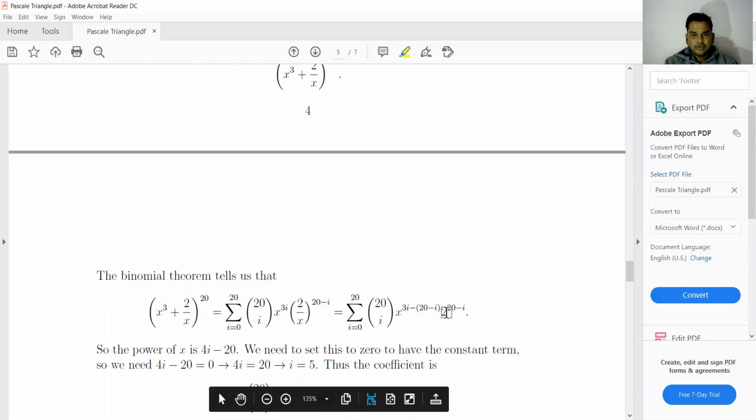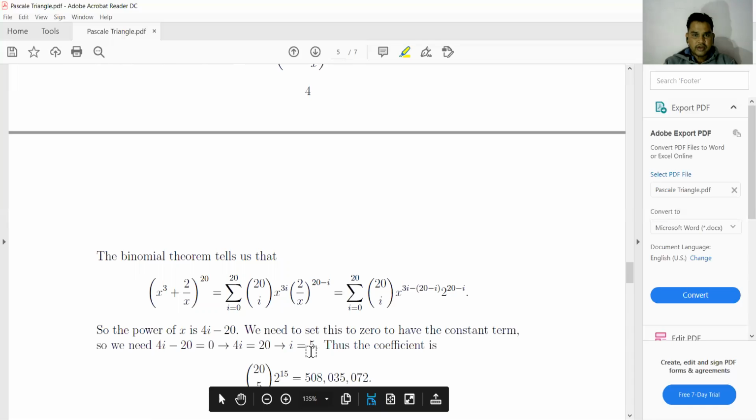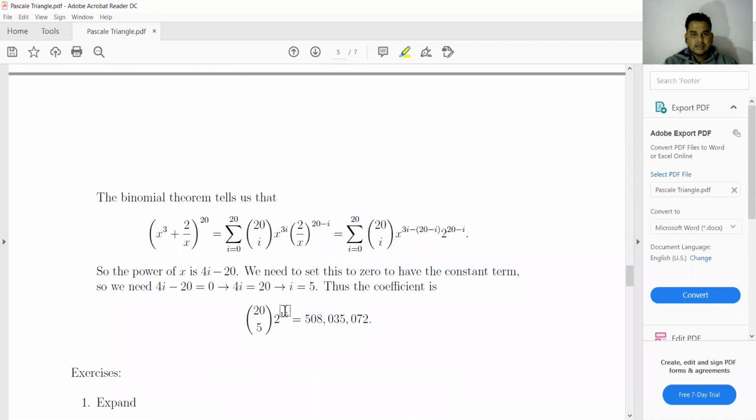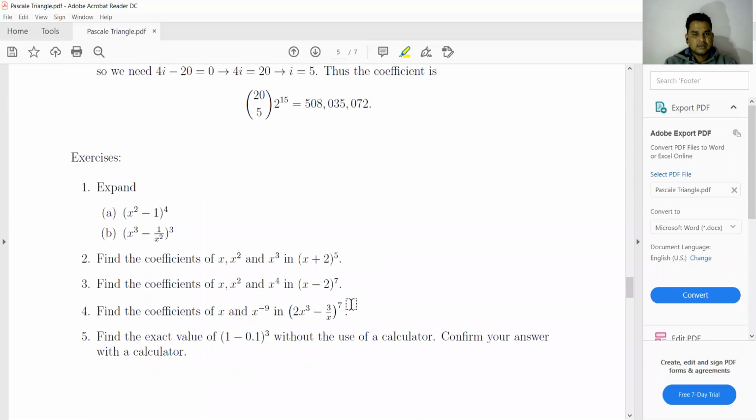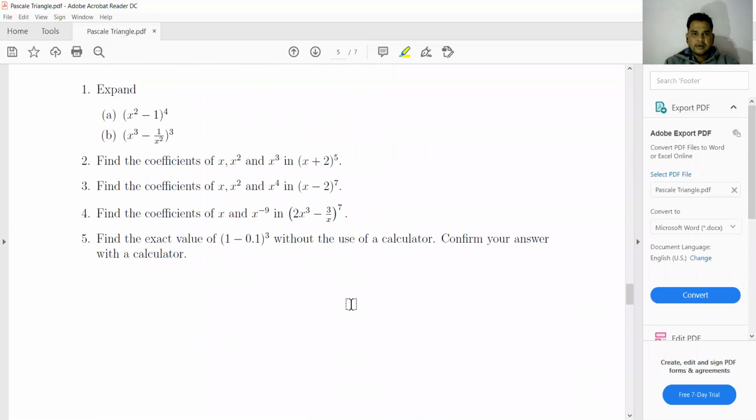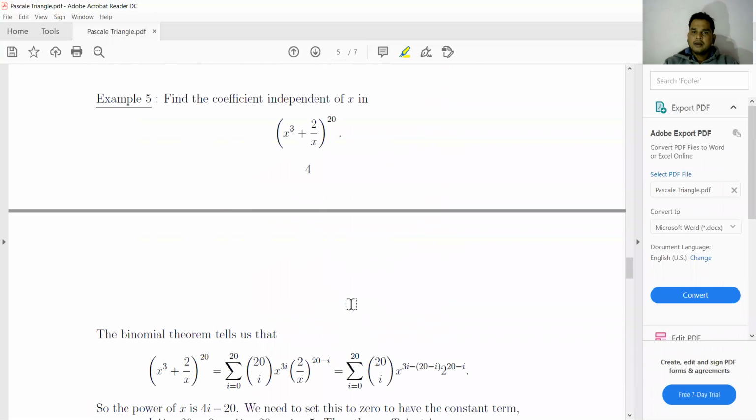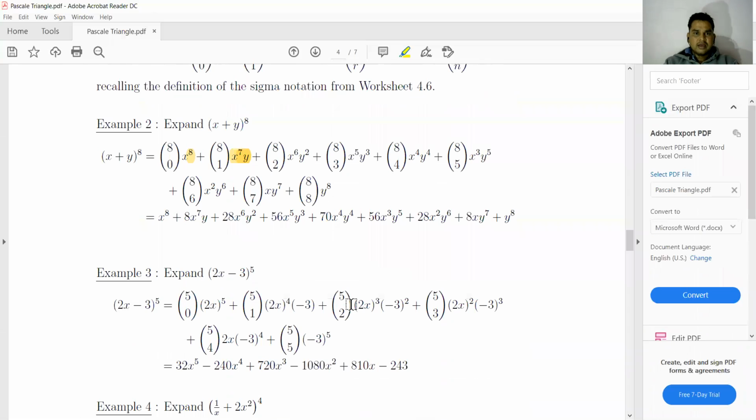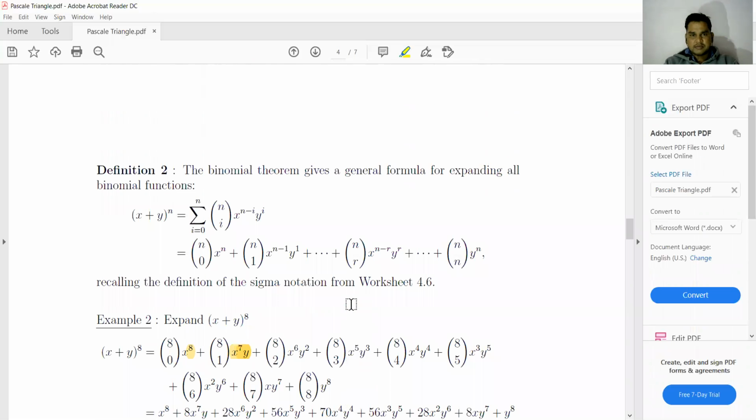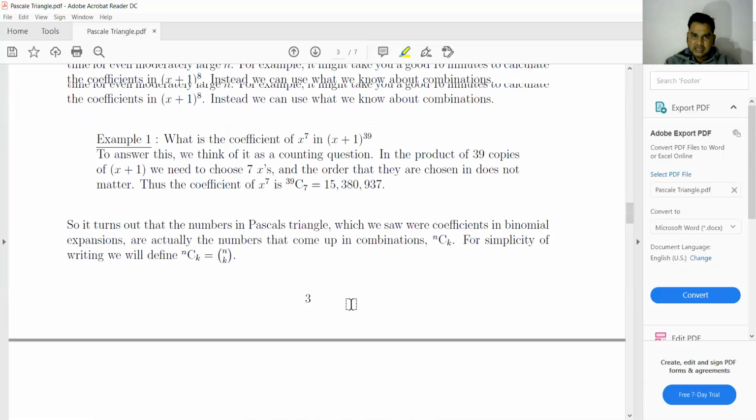Okay, and what is the coefficient of x? So when we take the power of x equal to 1, if we take i equal to 5, then we get the required result. So 20C5 into 2 raised to 15 is equal to this. This is the coefficient of x. So these are some examples for which you can use the binomial formula in order to find the coefficients in binomial expansions. Okay, and this is from my side. Thank you.